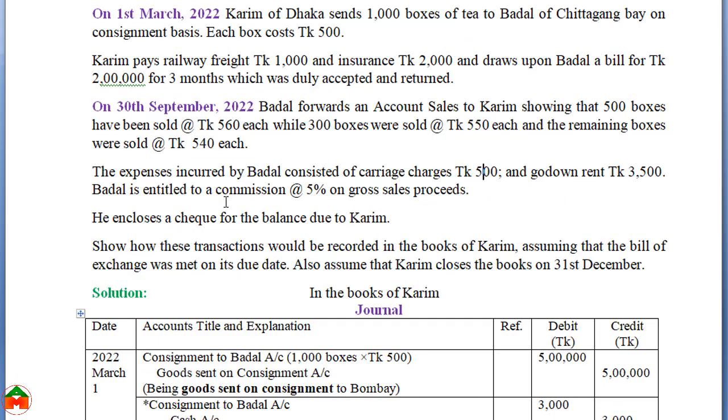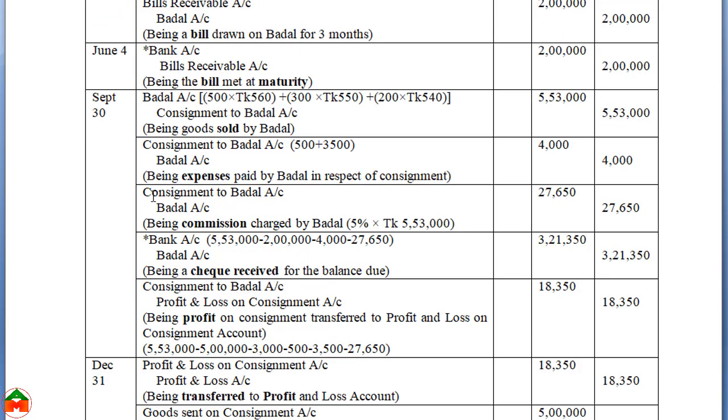And we can see the consignee is entitled to receive the commission at the rate of 5%. Then the journal would be consignment to Badal account debit and Badal account, here Badal is the consignee, credit. We can see what is the amount of commission, 5% commission on the sales proceeds. What is the amount of sales proceeds? This is the sales proceeds or sales revenue. The commission should be computed on the sales proceeds. Here the amount of sales is 5,53,000. Total amount of commission is 27,650.